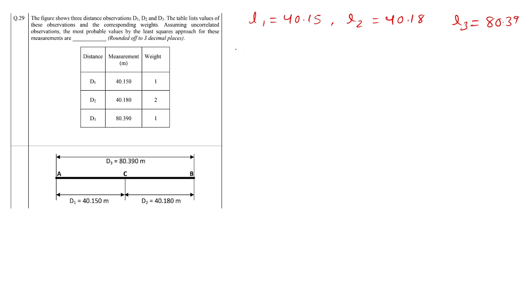So what is the residual formula? Phi will be equal to w1 into (x1 minus l1) squared plus w2 (x2 minus l2) squared plus w3 (x3 minus l3) squared. So this will be minimum. Actually, we have to do differentiation and make equations.